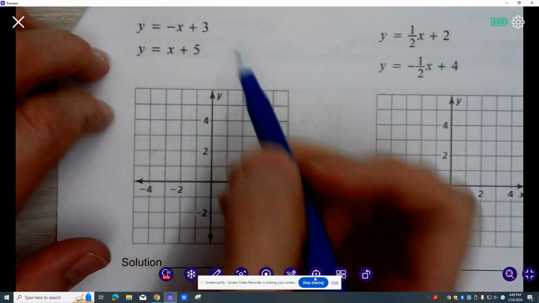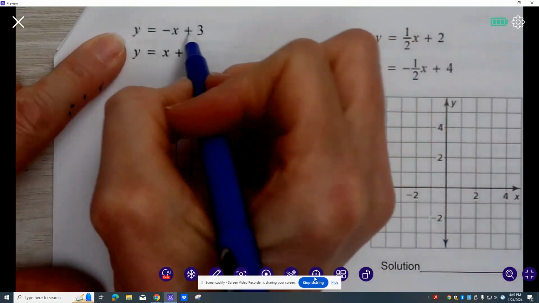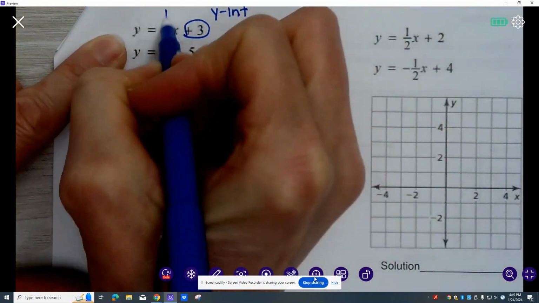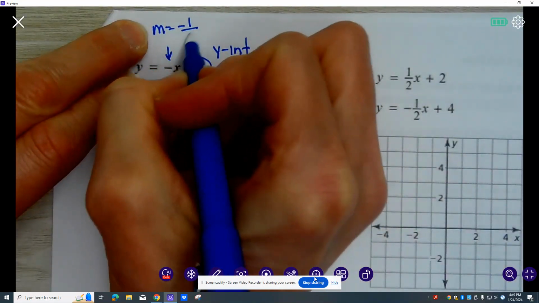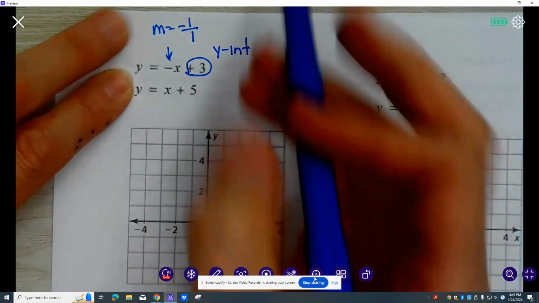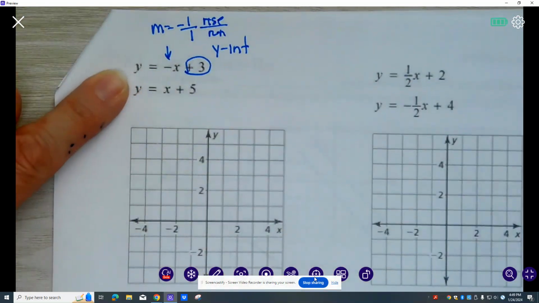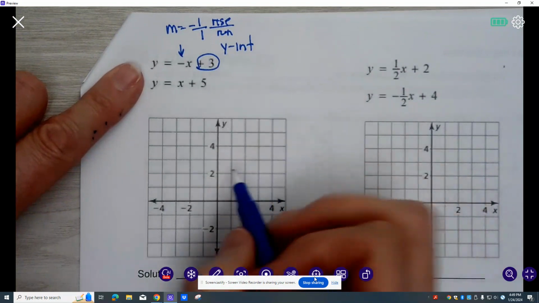Okay, so the first line, I think I might graph these in different colors. Hang on, just getting a different color here. So the first one here, y-intercept is 3, and the slope here is -1. So missing a run, add a 1. So I'm going to go down 1 and to the right 1. Remember, this is my rise, this is my run, all that great stuff you learned in chapter 3 and chapter 4. Okay, so y-intercept is 3.